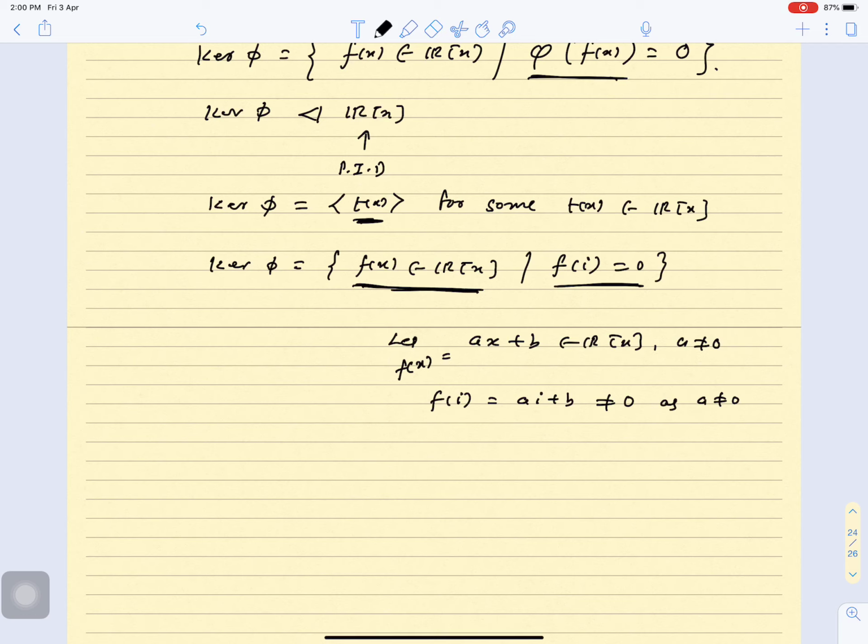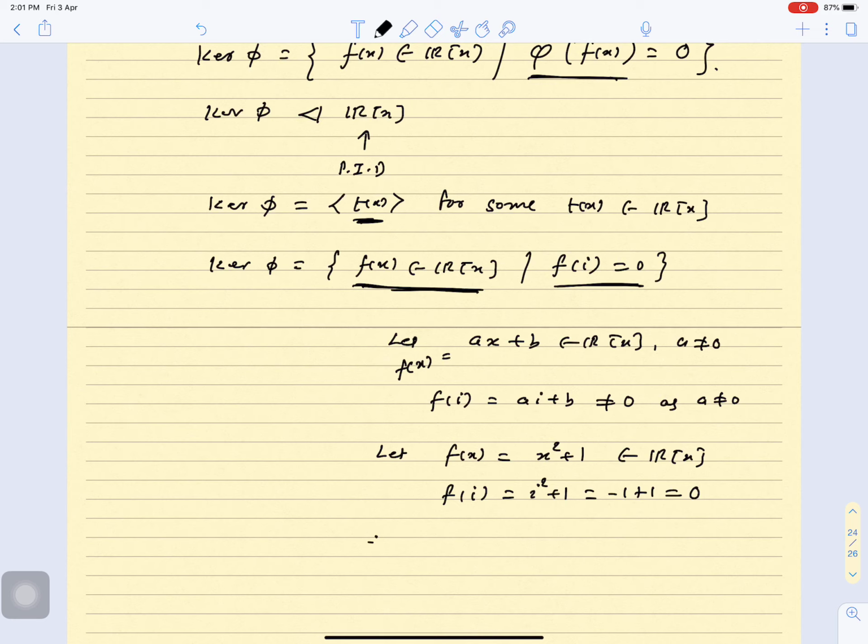So now you consider let f(x) is equal to x square plus 1, then f(i) will be what? i square plus 1, and it is minus 1 plus 1, and it is 0. So f(x) belongs to R[x], f(x) is equal to x square plus 1, which is a polynomial in R[x] such that f(i) equal to 0, and it is what? It is the smallest degree polynomial.